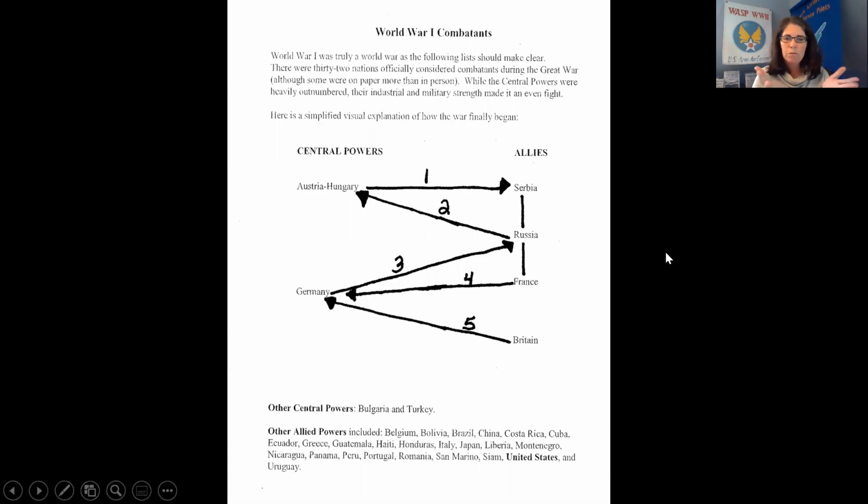So just to rehash, Austria-Hungary declares war on Serbia. Serbia is allied with Russia. Russia declares war on Austria-Hungary. Germany declares war on Russia. Russia and France are allied, and France hates Germany, so France declares war on Germany. And then Britain declares war on Germany when Germany goes through Belgium.